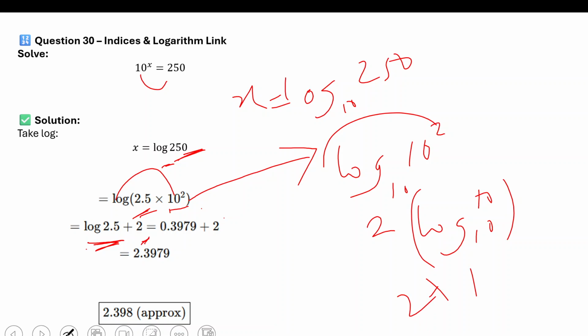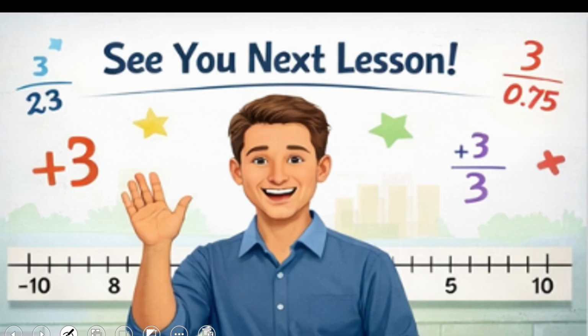If you find the log of 2.5, you get 0.3979, plus 2. You get this. So this is the approximate answer for this particular question.